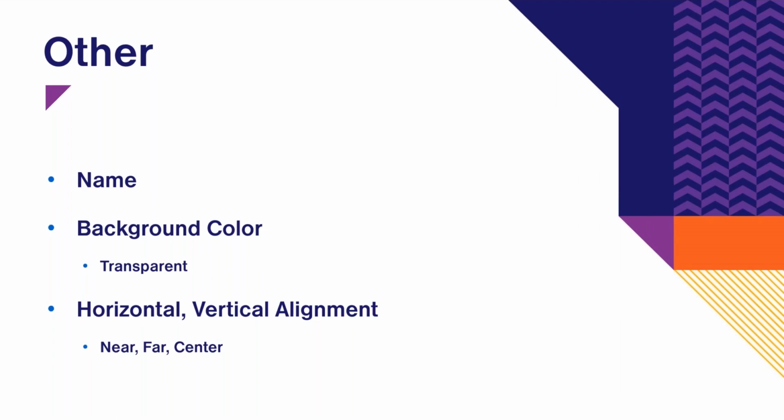Other options for the style are, of course, the name of the style. You can also define the background color or use the transparent checkbox if you don't want to have a background of a cell. And also you can define a horizontal or vertical alignment of the text inside the cell.